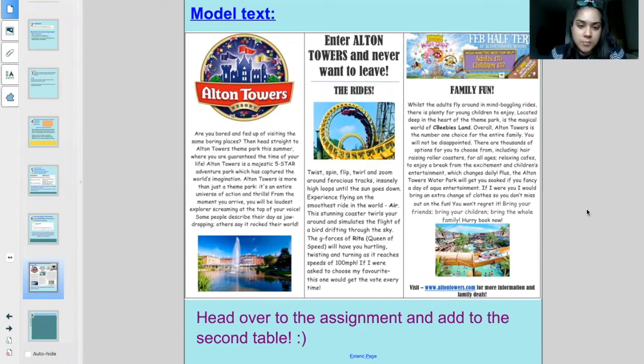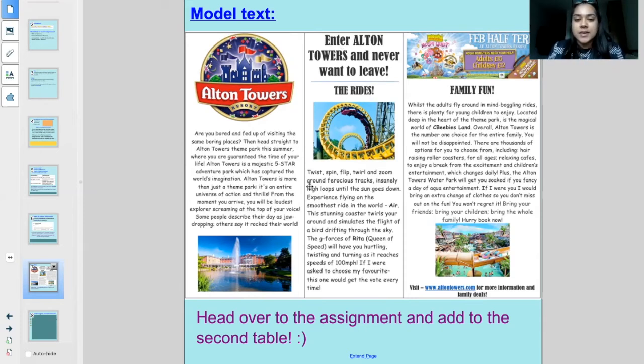Are you bored and fed up of visiting the same boring places? Then head straight to Alton Towers theme park this summer, where you are guaranteed the time of your life. Alton Towers is a majestic 5-star adventure park which has captured the world's imagination. Alton Towers is more than just a theme park. It's an entire universe of action and thrills. From the moment you arrive, you will be the loudest explorer, screaming at the top of your voice. Some people describe their day as jaw-dropping. Others say it rocked their world. It says here, enter Alton Towers and never want to leave.